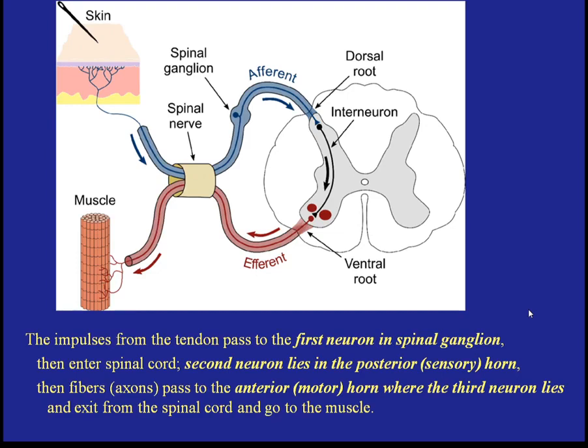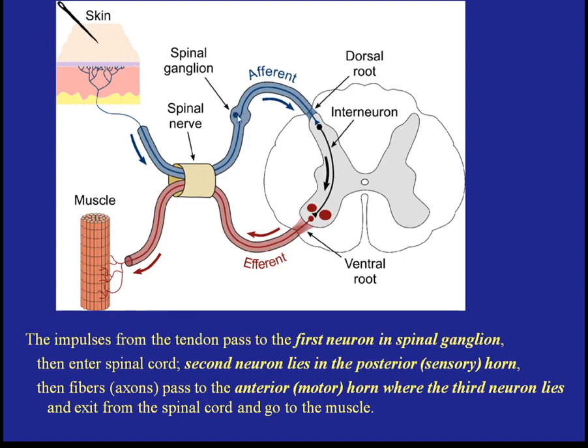And what is the arc of this reflex? Dendrites of the first order neuron receive information about this irritation of ligamentum patella, and this irritation passes via dendrites to the first order neuron. It is a rule, first order neurons for all modalities of sensation, as we described during my first lecture about the sensory system, are located only in one place, the spinal ganglion. This is for all modalities of sensation, for all arcs of spinal reflexes, the location of first order neurons.